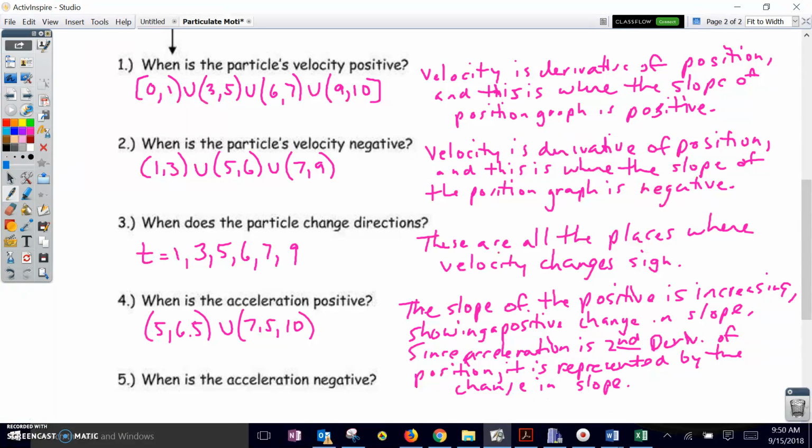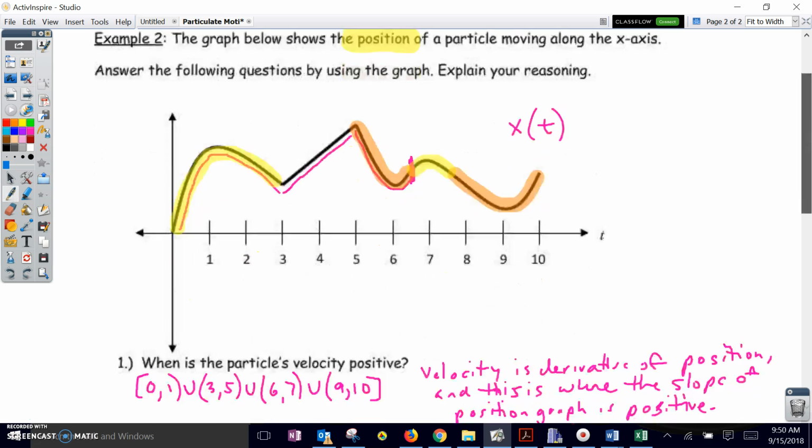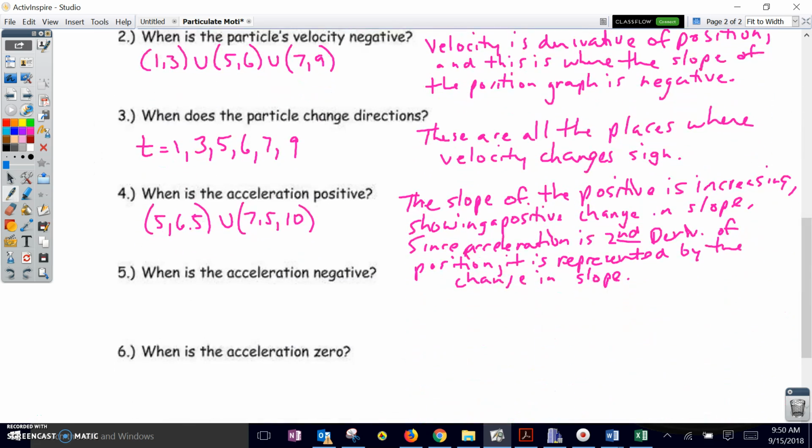All right. For question 5, when is the acceleration negative? We're going to look for places where the slope is decreasing, and we already highlighted what goes on in each of these intervals. On this interval, the slope is decreasing, and on this interval right here, the slope is decreasing. And so from 0 to 3, and 6.5 to 7.5. This is where the slope is decreasing.